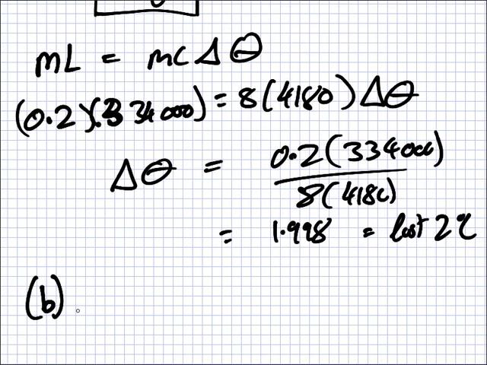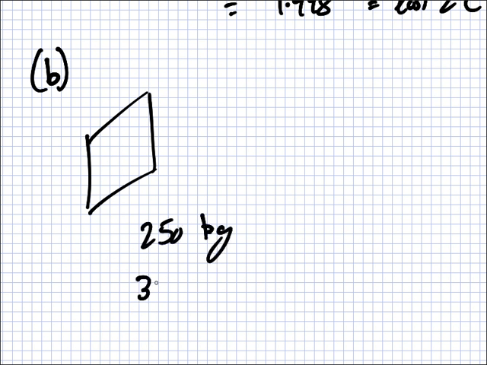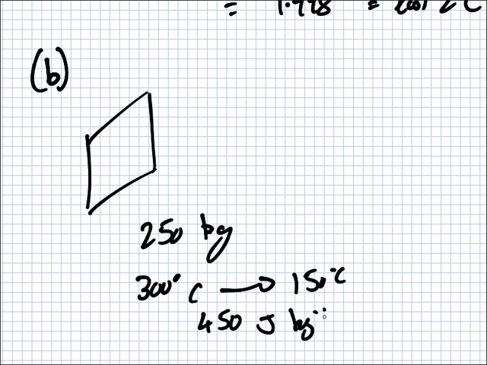Okay. Celsius. So, water can be used to cool hot metals. The mass of the metal is 250 kilograms. And you need to take the temperature from 300 to 150. And the heat capacity is 450 joules per kilogram Kelvin. How much water would you need to cool it down? You can turn it into steam.